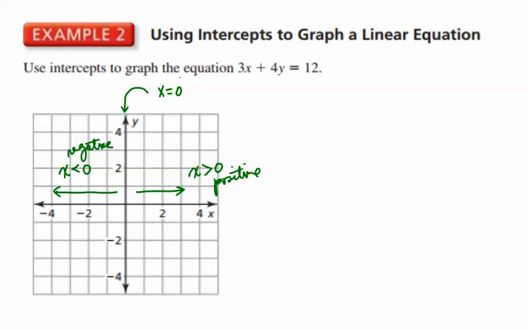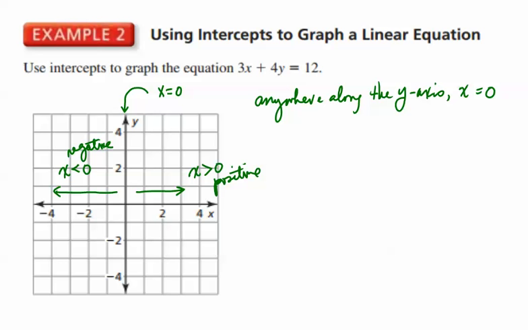So, if a graph crosses the y-axis, we can tell with certainty that its x-coordinate will be 0, because anywhere along the y-axis, x is equal to 0. Alright, so that's the first most important thing we can say about the y-intercept. When the graph crosses the y-axis, its x-coordinate is always 0.